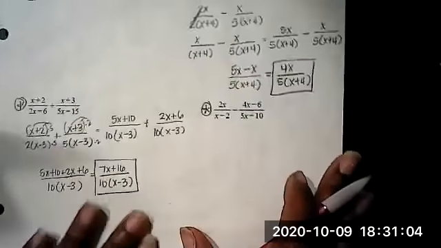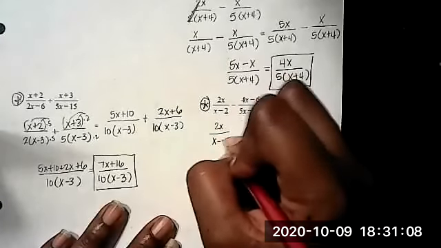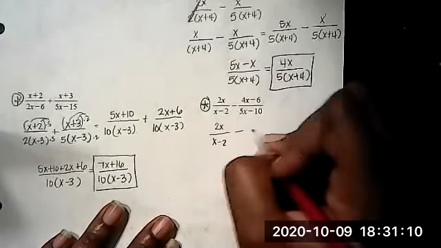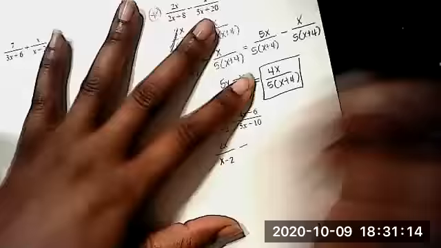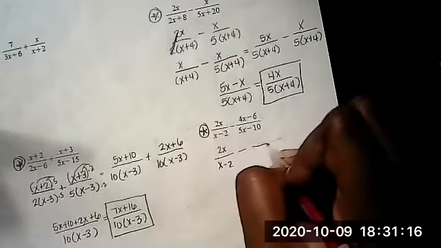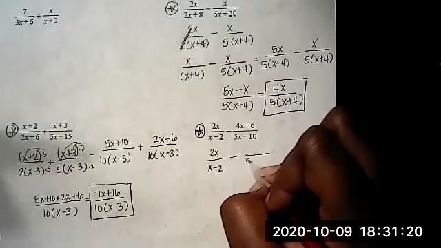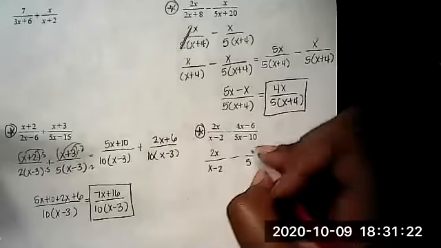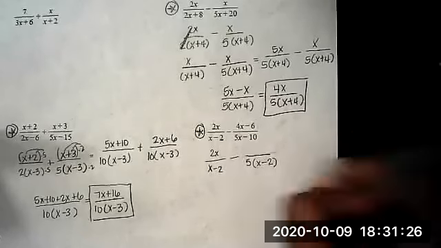All right, let's go over here. Same kind of situation, 2x, x minus 2. It does look like I can take out the greatest common factor. The greatest common factor at the bottom looks like 5. Okay, and then x minus 2 there.